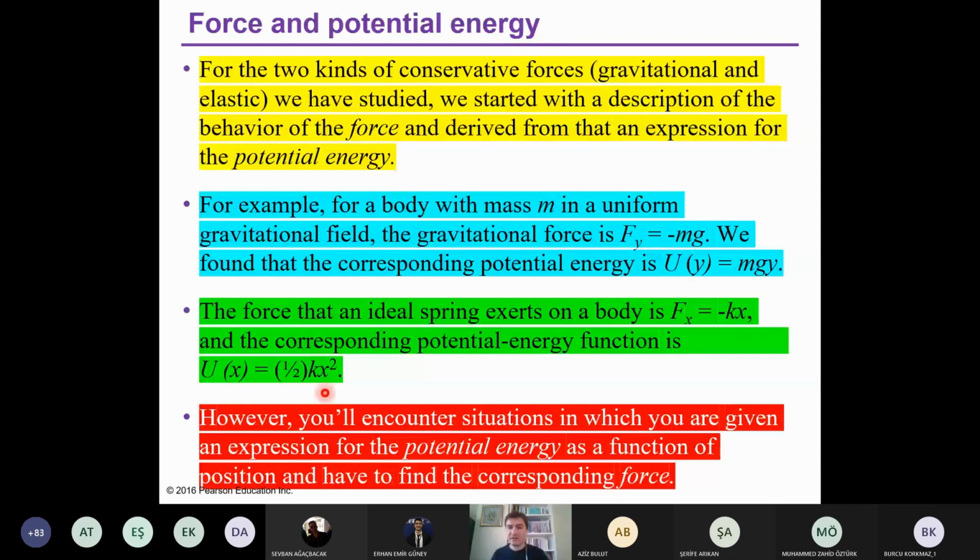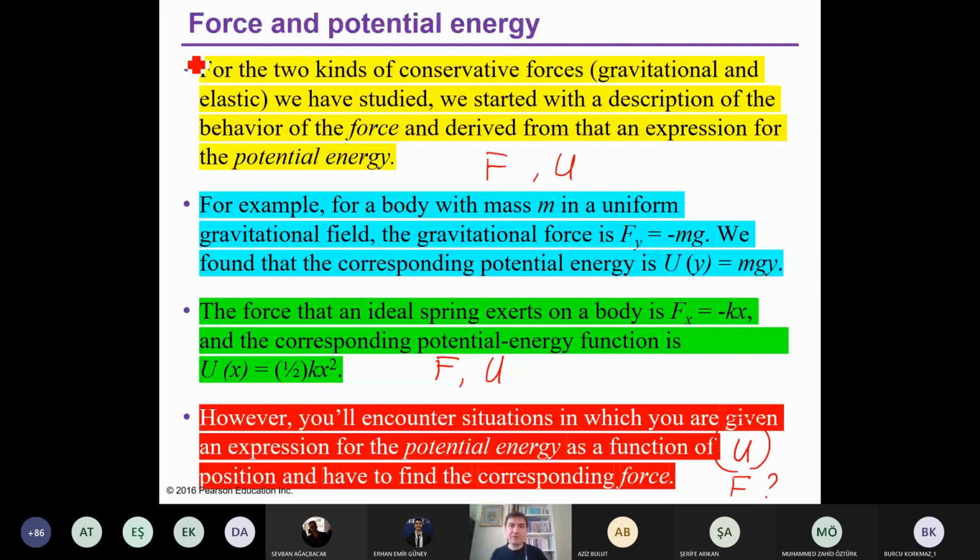So let's consider that potential energy is given and force is asked. So what to do in these cases? Let me write here. Here, in the case of gravitational force, you have force and then you have the potential energy. Here, in the case of elastic forces, you have force and you can get the potential energy from this force. So what about when you know the potential energy and want to get the force from it? So today we will learn this one, the force-potential energy relation.